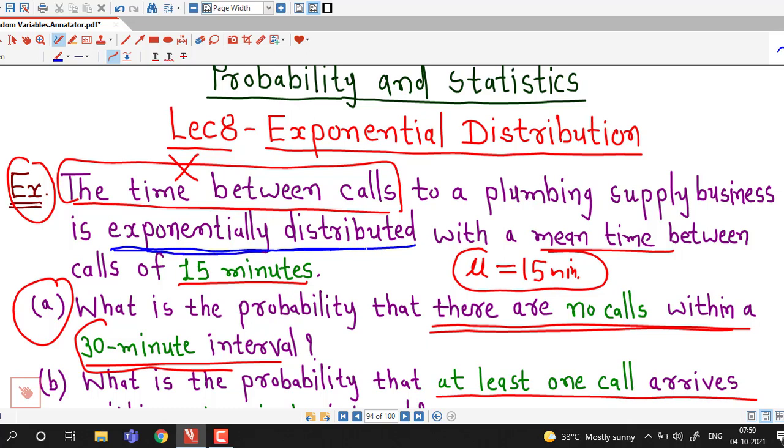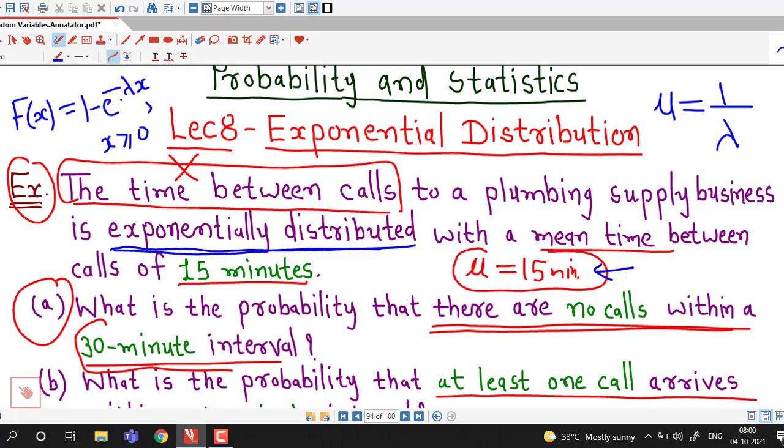So it is already given that this is an example of the exponential distribution. You have to remember that the mean of an exponential distribution is given by 1 over the parameter of the distribution. Here the mean is given, so we can find the parameter by taking the reciprocal of the mean, and we use the cumulative distribution function of the exponential distribution to calculate probabilities. If x is non-negative, F(x) is 1 minus e raised to minus lambda x, and 0 otherwise.